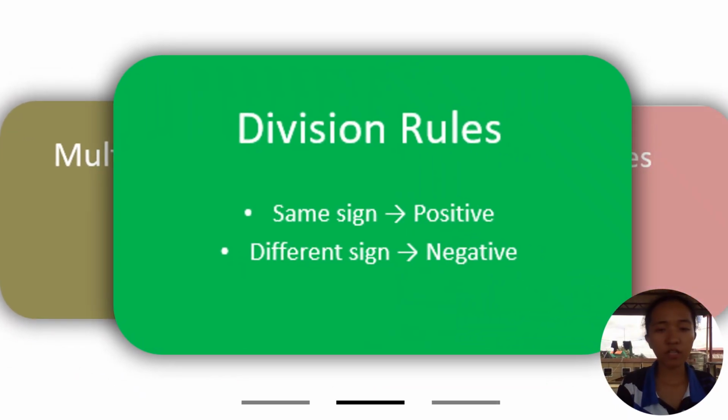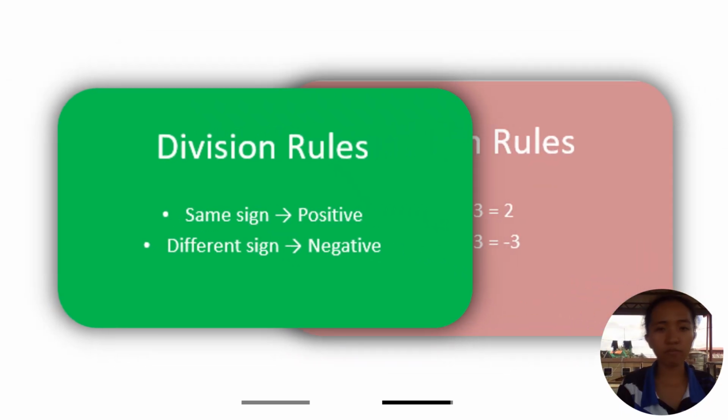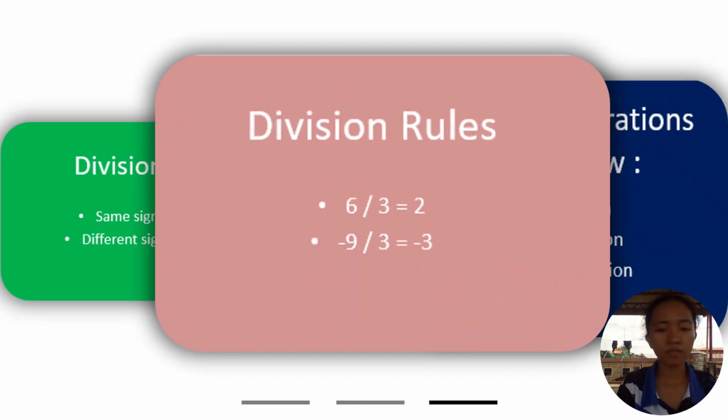Next is the division. The rule in division is same sign is equal to positive, different sign is equal to negative, just like the multiplication. Here are the examples in division. 6 divided by 3 is equal to 2. Negative 9 divided by 3 is equal to negative 3.